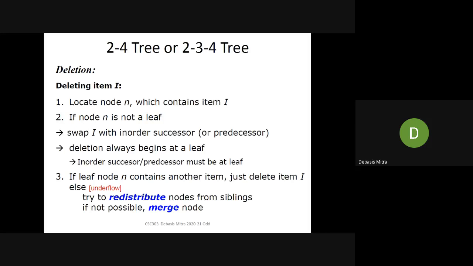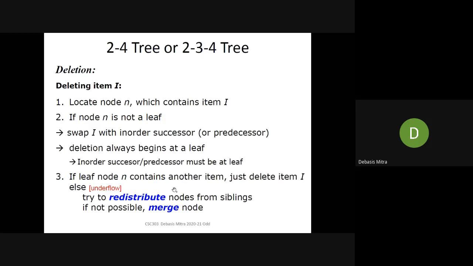But we cannot leave it in that condition. We must do something so that this underflow can be taken care of. Otherwise, it won't be representing a B tree at all. So that is very crucial. And that can be done in two different ways, depending on the situation. One is redistribute and the second one is merge.